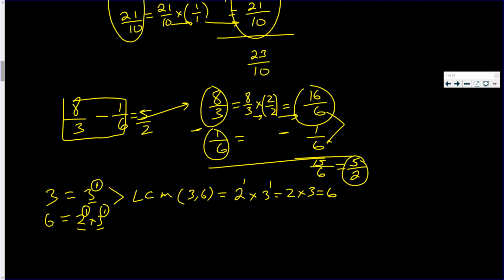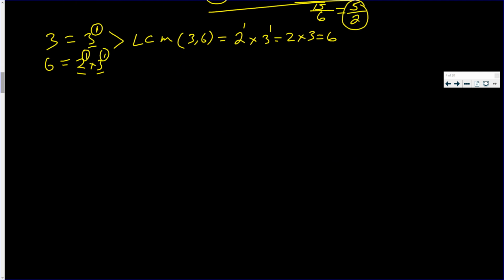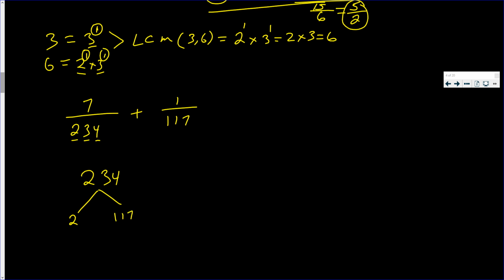Let us try another problem. Suppose you have 7 over 234, and you want to add 1 over 117. So 2, 3, 4. The first thing I might notice is that those numbers add up to 9. That means 9 goes into that number. But you know what? Before I divide that big number by 9, I'll divide it by 2 first. Oh, I didn't even realize that that's also that. So we can keep the 117 just as 117.